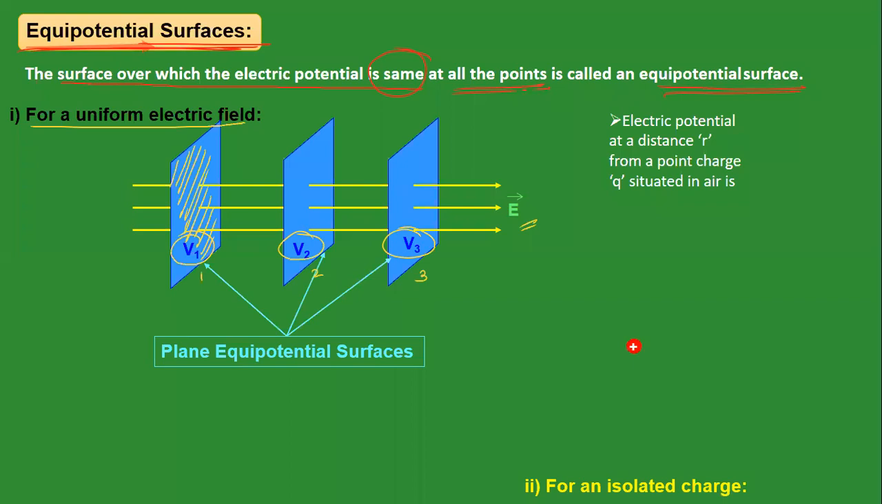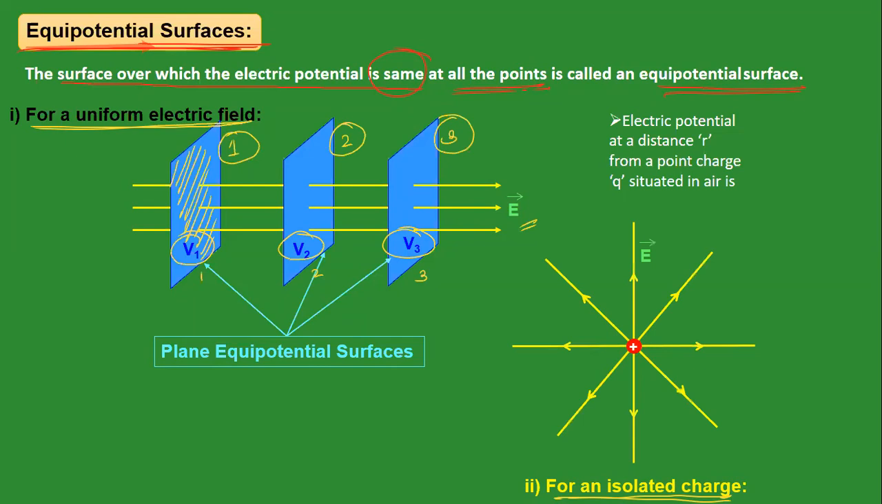Now for an isolated charge, pay attention. In a uniform electric field, this is the first equipotential surface, second equipotential surface, third equipotential surface. Now I consider an isolated charge here, represented by plus. We know that electric intensity is directed away from a positive charge, so this is the direction of electric intensity.